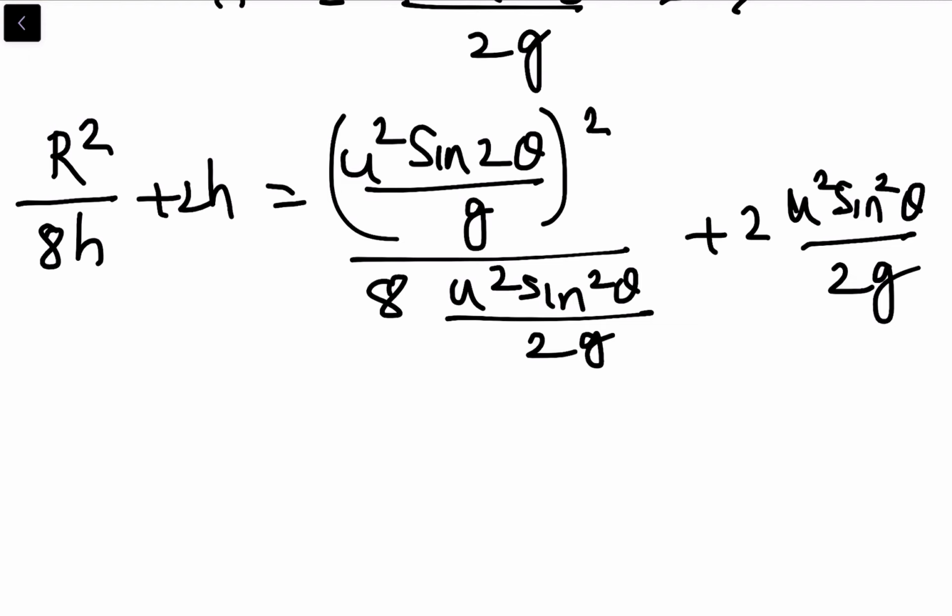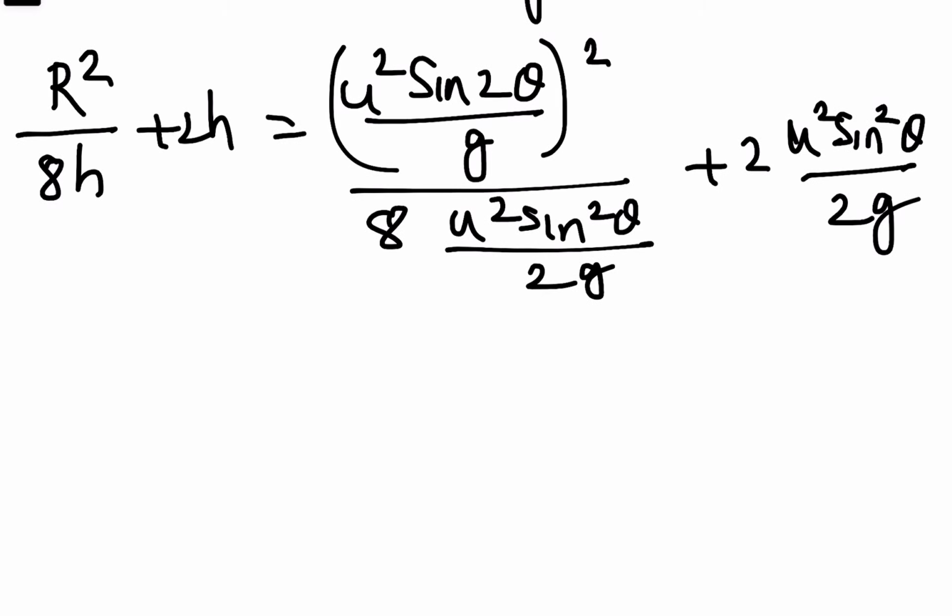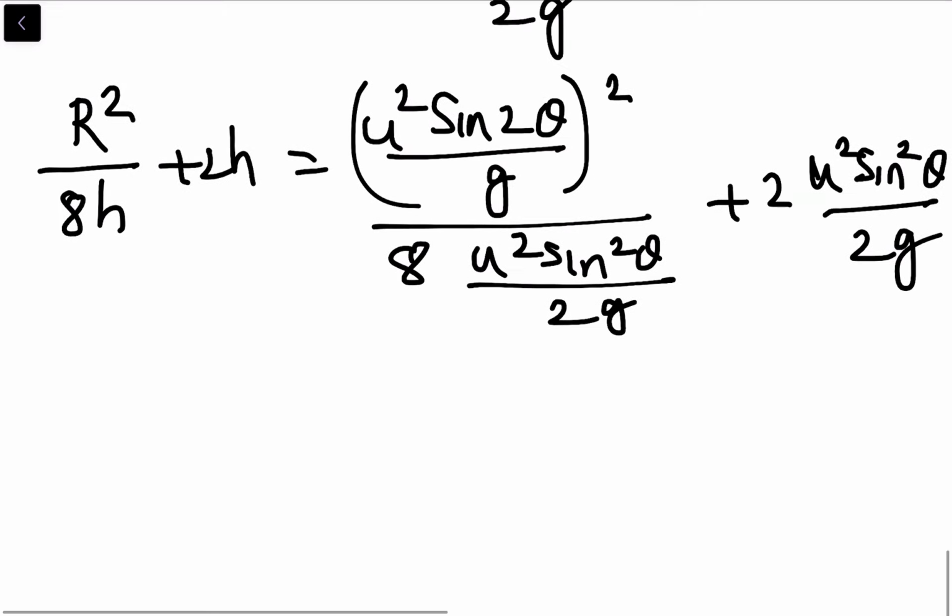So let us take, and it's not that easy. If you do the steps very carefully, everything will be fine. u square whole square, u to the power of 4, and then sine square, it's like sine 2 theta whole square.